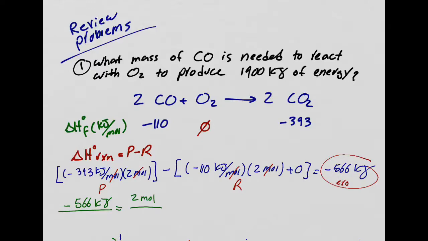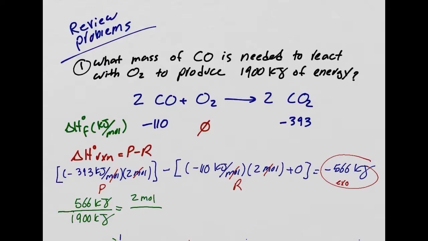Now it says, what if we want 1900 kilojoules of energy to produce, right? And I'm going to erase this sign because this sign doesn't mean anything. It just means release. I already know it's release. What if you want to produce or release 1900 kilojoules of energy? The sign just means exothermic or endothermic. I already know this is exothermic. Produce also means exothermic. Okay.